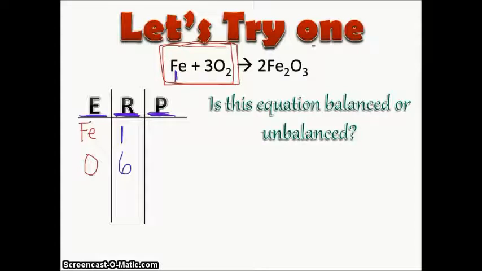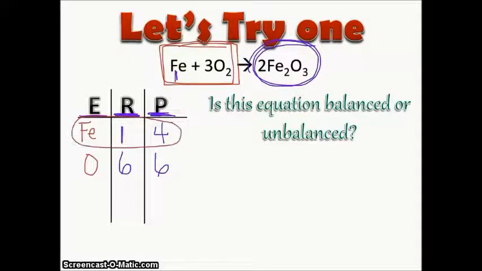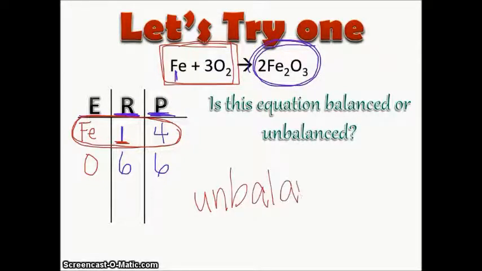And then I move to the product side. Now the product side is on the right. In the product side of the reaction, I have 2Fe2O3. So for iron, 2 times 2 is 4. So I have 4 irons. And then 2 times 3 is 6. So I have 6 oxygens. That means this particular equation, because of the iron element, and the fact that there's not enough irons on the left side, the reactant side, is unbalanced. Okay?